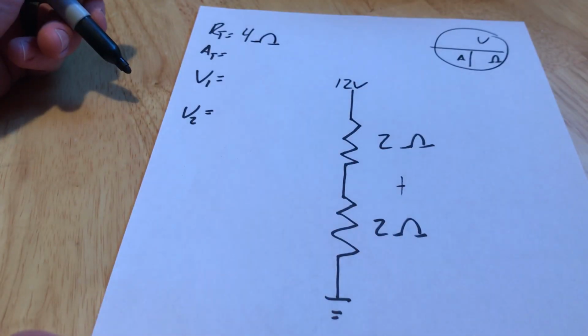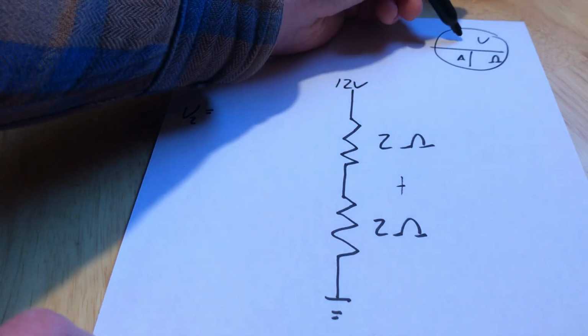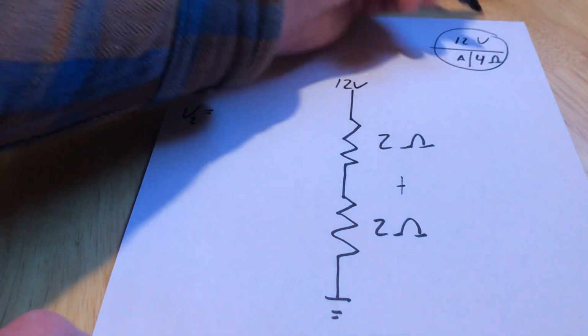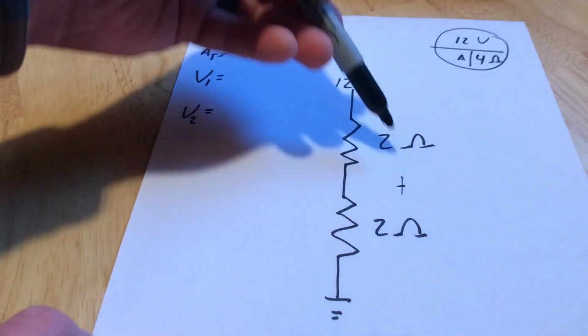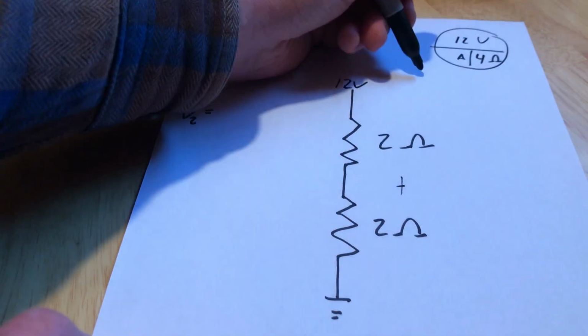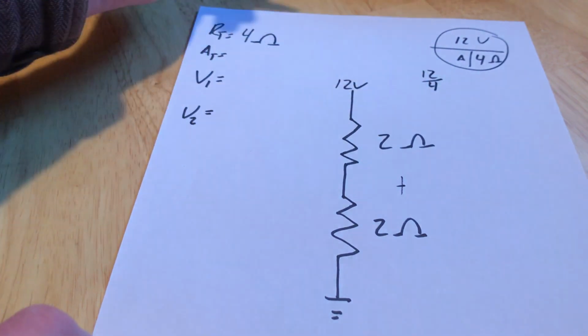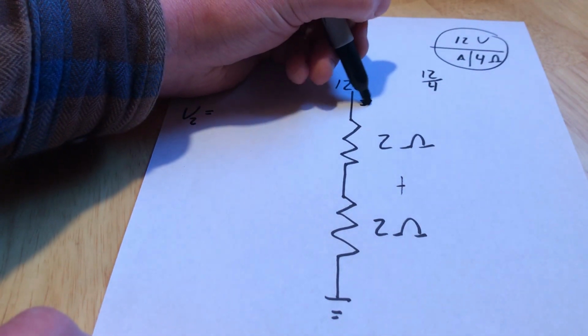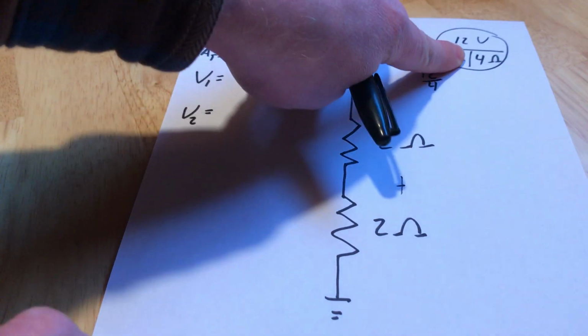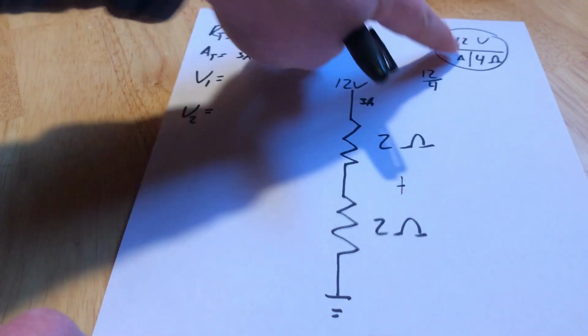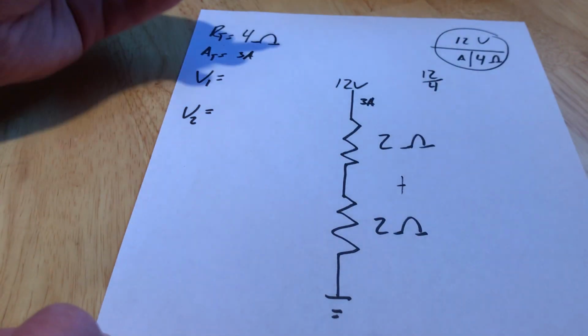total circuit resistance. I can plug that into my Ohm's law chart over here. 12 volts of pressure applied through voltage, 4 ohms of resistance, so that's going to limit my current flow down to 3. And again, we're just covering up what we don't know. 12 is over 4, so 12 over 4.